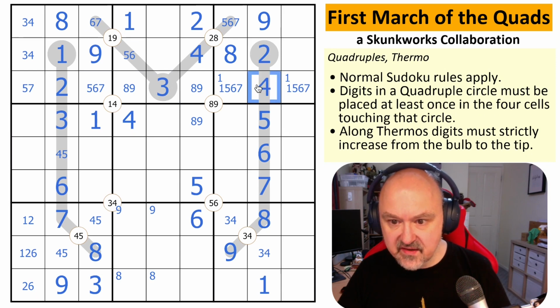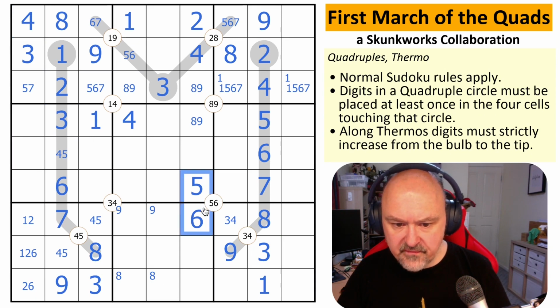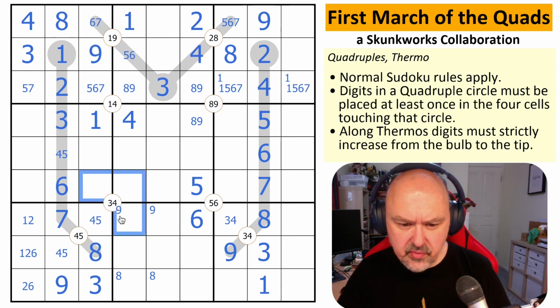That 3 makes that a 4, which makes that a 3. The 4 makes that 3 and that 4. I've got my 5, 6. I still need to put a 3 on this. And a 4. 4 has to be in one of those two. Three is in one of those two.